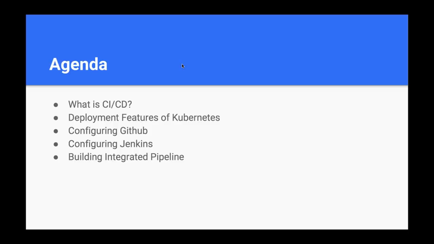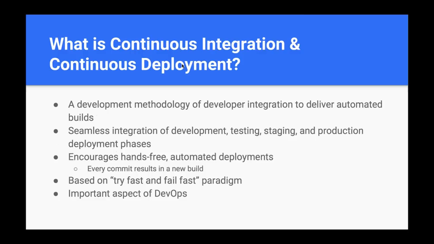The outcome of this session is to achieve one simple thing. The moment you commit code to GitHub, it should show up in Kubernetes deployment in the browser. So it's going to be magical, but we'll demystify the technologies that make that happen.